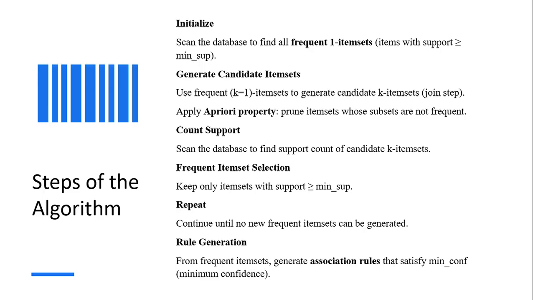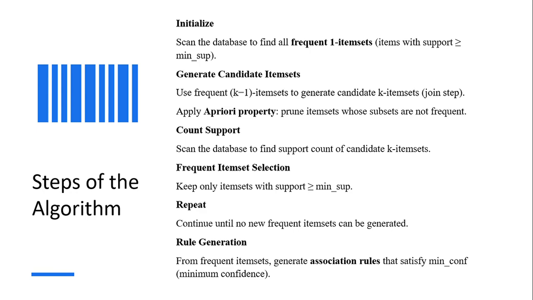These are the steps whenever we want to apply the Apriori algorithm. First one, initialize. So scan the database to find all frequent item sets. Then second step, generate the candidate item sets. So use frequent k minus 1 item sets to generate candidate k item sets using the join step. Apply the Apriori property, prune the item sets whose subsets are not frequent. So that's the second step.